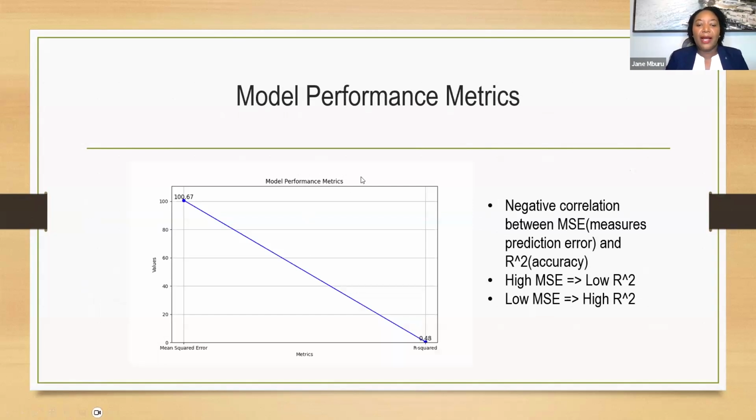In this diagram, I plotted the two metrics. We have MSE on the y-axis and R squared on the x-axis. The graph shows an inverse relationship between the two metrics, with 100 being too high. For our model to be working effectively, we need the MSE to be lower and the R squared to be at least closer to 1.